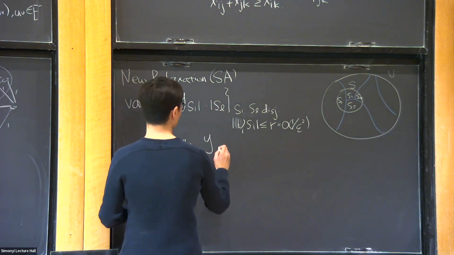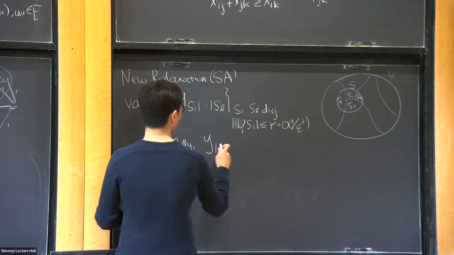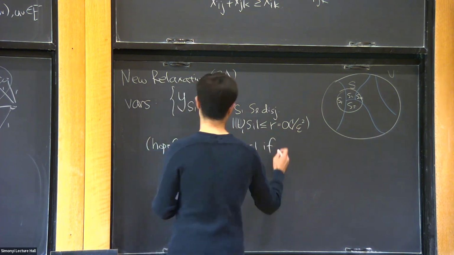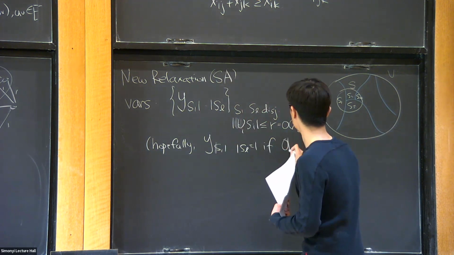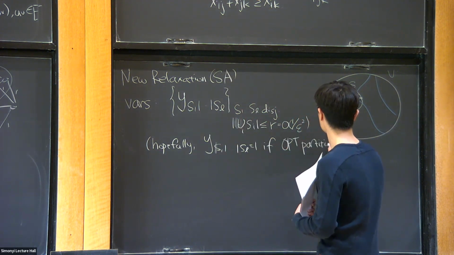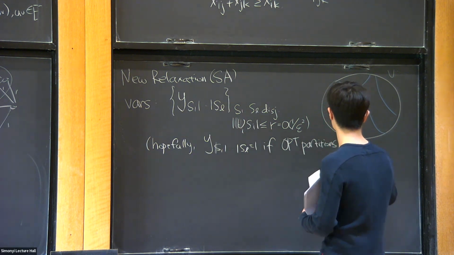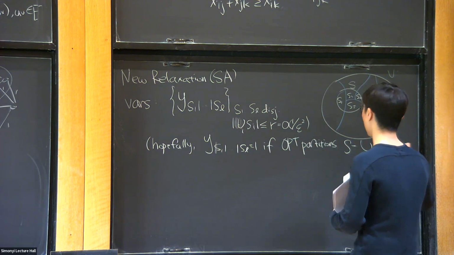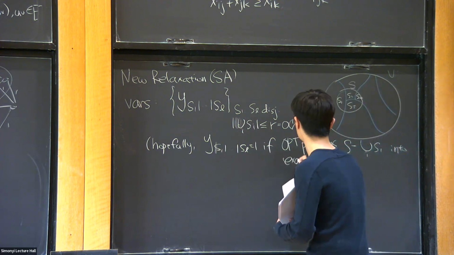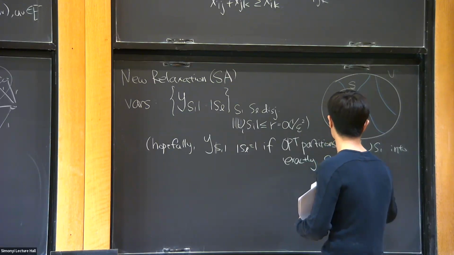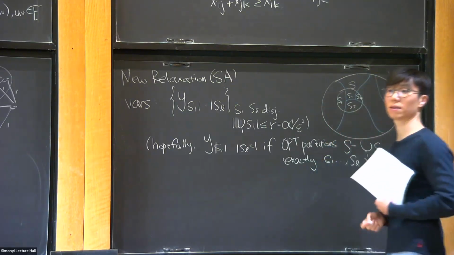So y of S1 bar through SL bar is 1 if the optimal solution partitions S, which is the union, into exactly those sets. That's my intended meaning.